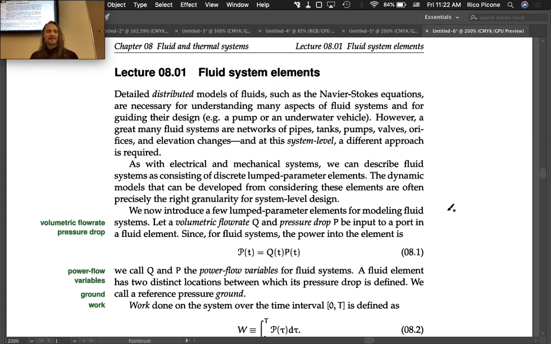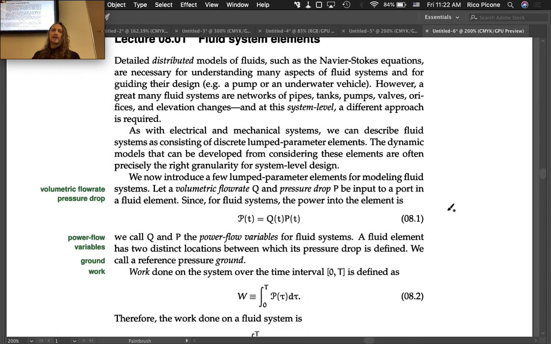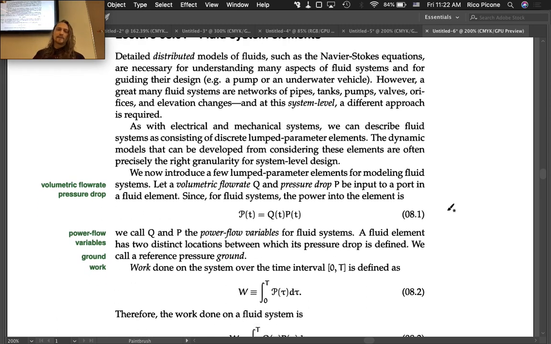Okay, so we now introduce a few lumped parameter elements for modeling fluid systems. Let a volumetric flow rate Q and pressure drop P be input to a port in a fluid element.